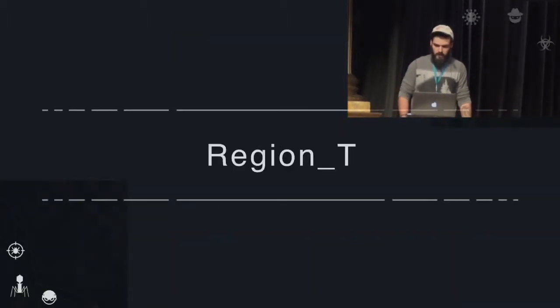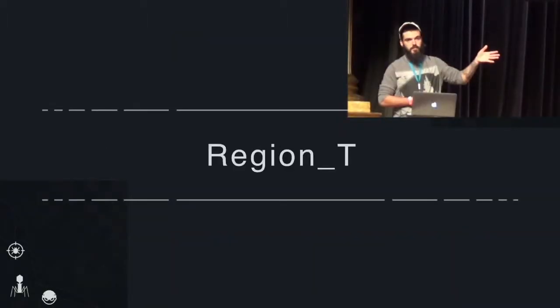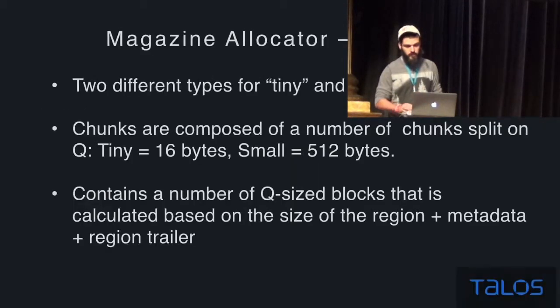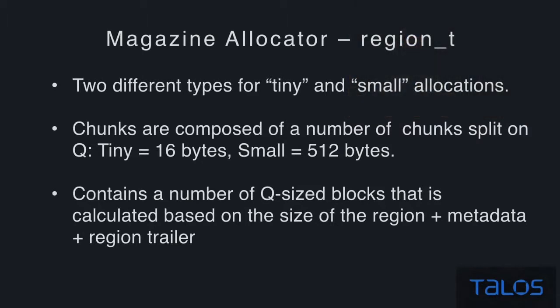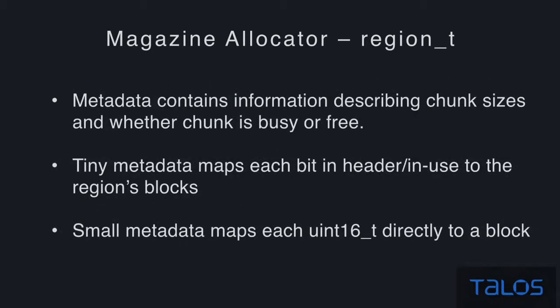Okay, and then so we have magazines. We have zones. Zones have magazines, and then inside a magazine, there's regions. Regions are where the actual memory comes from. These are typically called arenas on most other malloc implementations. There's two different kinds of regions: a tiny region and a small region. They're broken up into quantums, 16 and 512. We have all that metadata containing information.